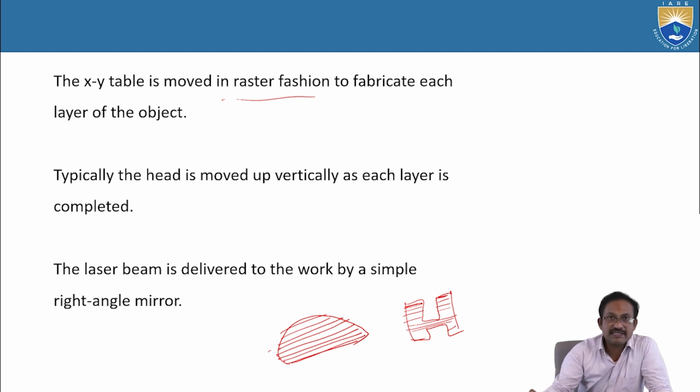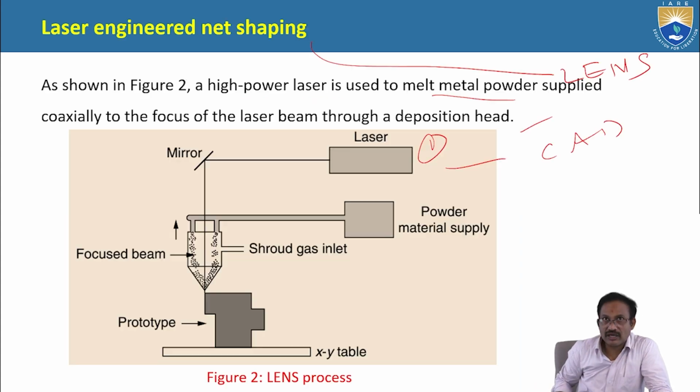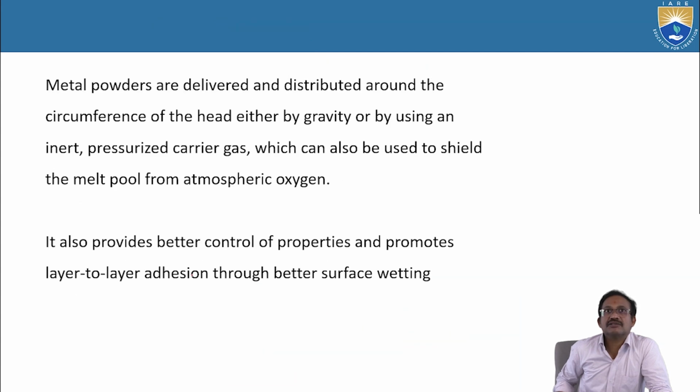Okay, so the laser beam is delivered to the work by a simple right angle mirror. That's what we have seen here. So it deflects the supplied laser beam into the powder metal supply zone. Here the focused beam will be directed towards the table, so the table will move in XY directions. Okay, right, just 1 minute.